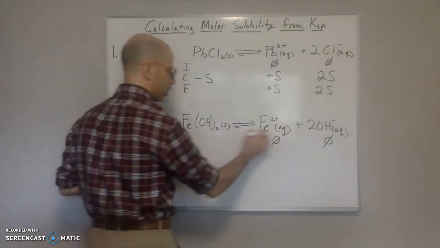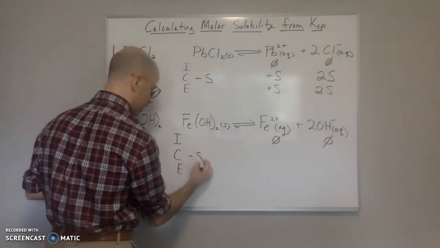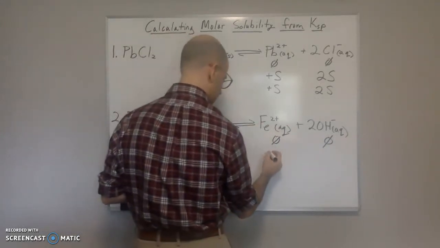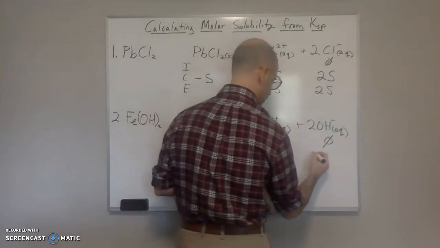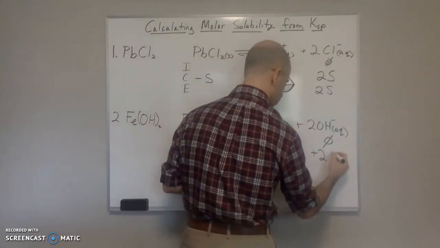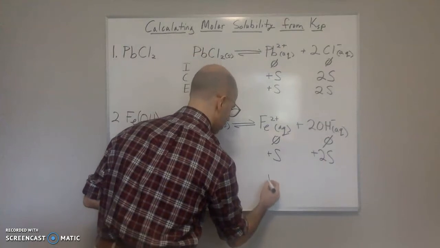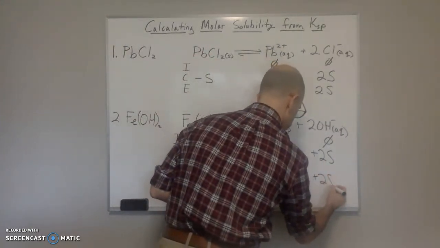It's a 1 to 1 to 2, so whatever we lose here is going to be negative s. Whatever we gain here, because it's 1 to 1, must be a positive s. And since it's 1 to 2, this will be plus 2s. And then again at equilibrium, this is going to be plus s and then plus 2s there.